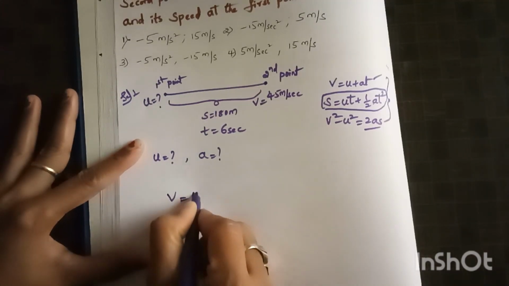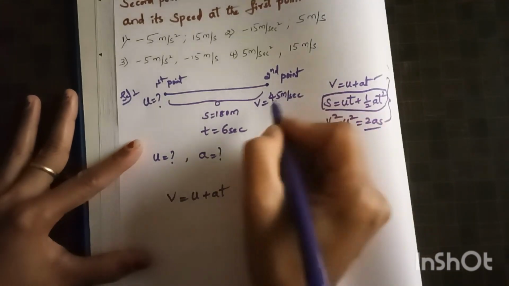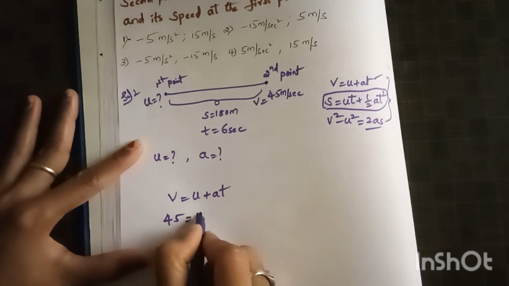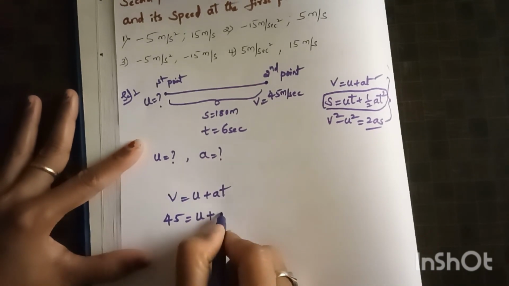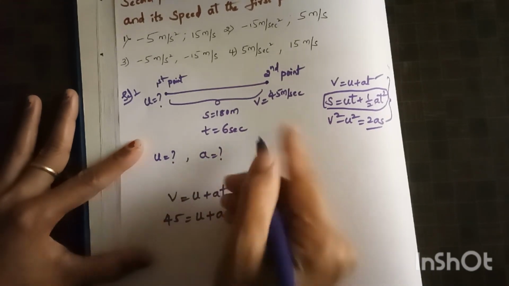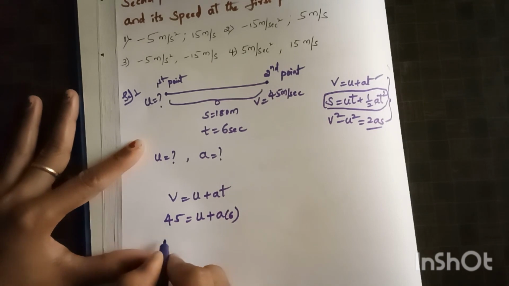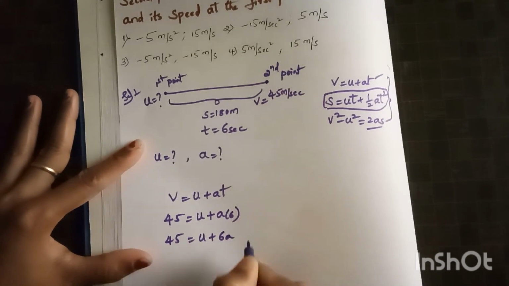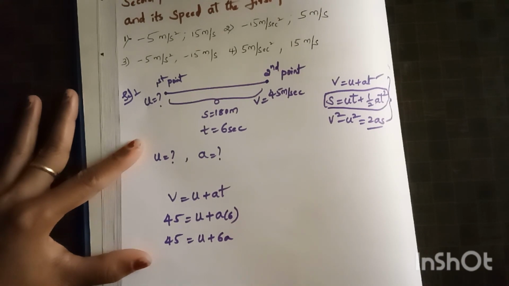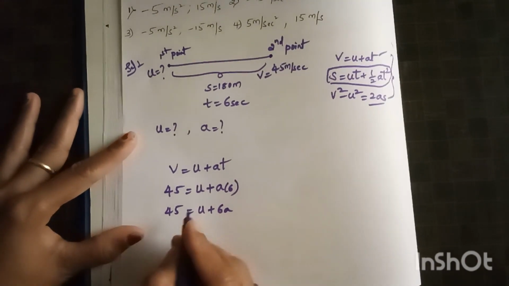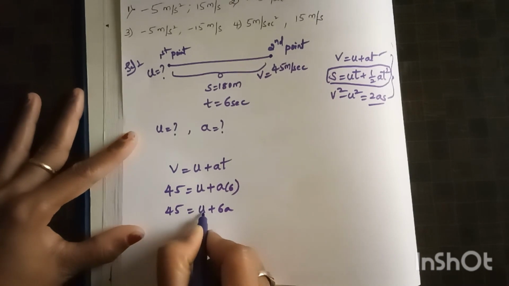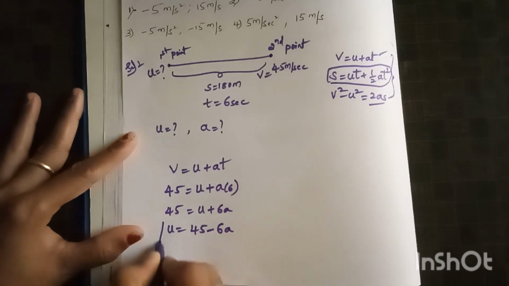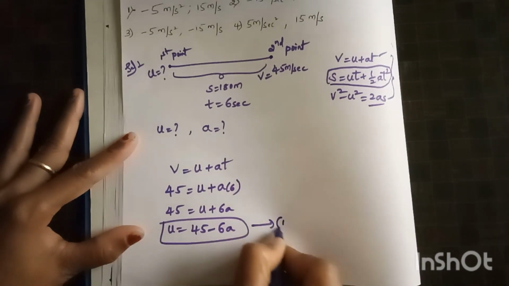v equals u plus at. What we have, v is 45, equal to u (you don't know the value of u) plus a (you don't know the value of a), and t is 6. So 45 is equal to u plus 6a. I am writing in terms of u: u equals 45 minus 6a. Consider this as equation 1.